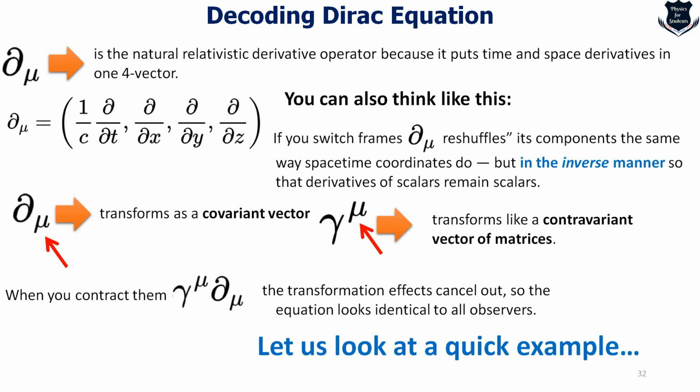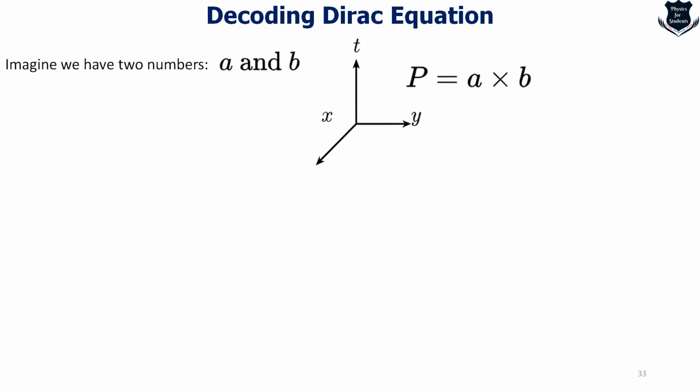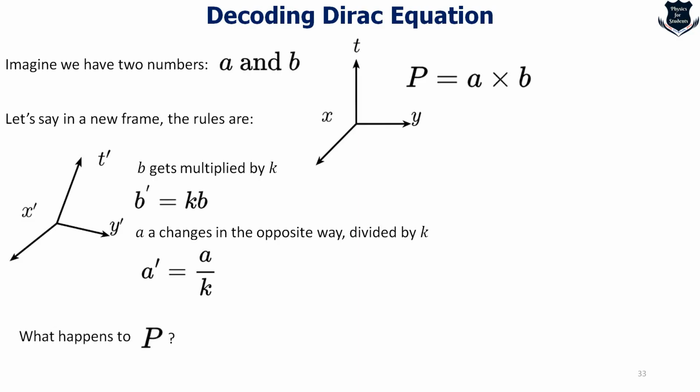And let us look at this wonderful thing in a very quick example. Suppose you have two numbers A and B in a frame of reference. You multiply them: P equals A times B. Now suppose you have another frame of reference. I have mentioned stretching; you can do it for rotation, etc. Here the new rule is that B prime gets multiplied as KB, and A is changed in the opposite direction. That means A prime is equal to A upon K. Now the question is, what happens to P?